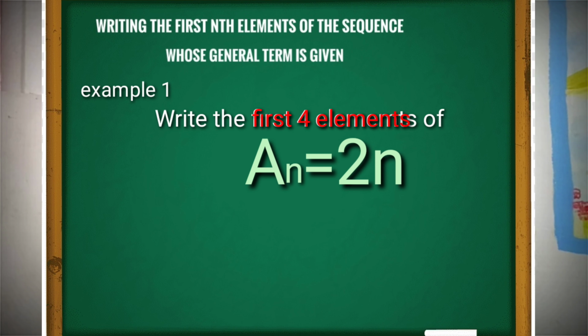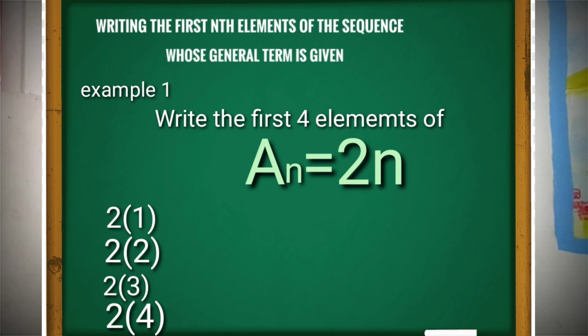So, paano ba natin malalaman kung ano ang isasubstitute natin sa ating n para magkaroon ng 4 terms or 4 elements? Okay, dahil sabi dito ay first 4 elements, ang mga numbers to be substituted sa general term ay 1, 2, 3, 4. Ulitin ko, dahil 4 ang sinasabi na kailangan nating hanaping elements, so ang substitute natin ay 1, 2, 3, 4.